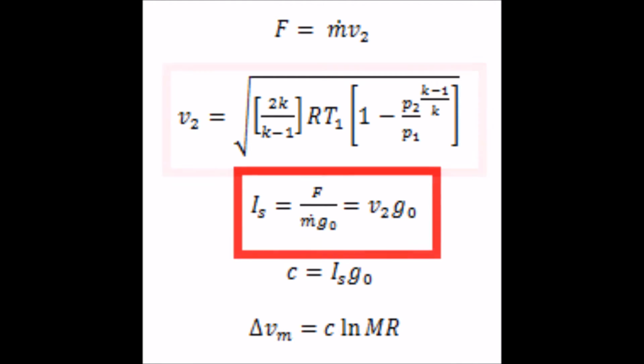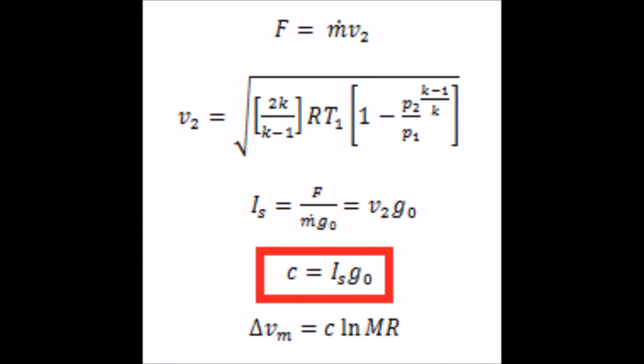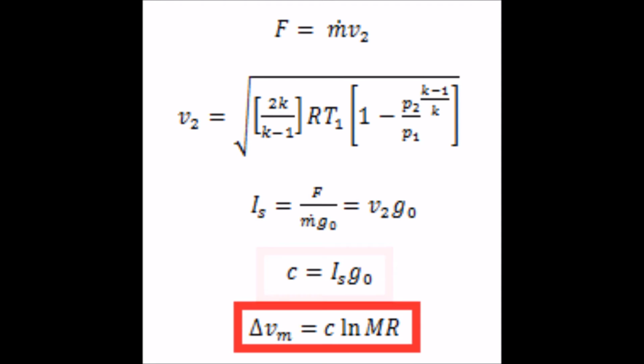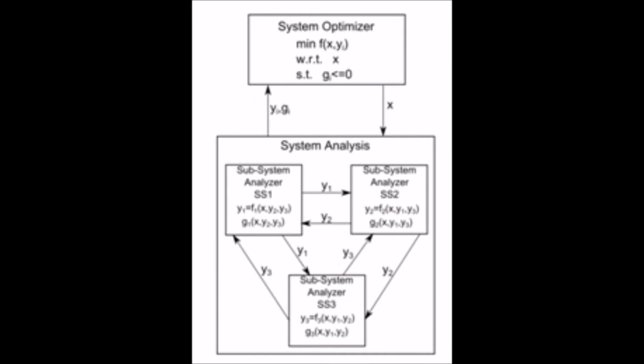The specific impulse is determined using the exhaust velocity and Earth's gravity. The effective exhaust velocity is found using specific impulse and Earth's gravity. And finally, the change in velocity for a given mission objective is dependent on the effective exhaust velocity and the mass ratio. Moving to the MDO framework utilized, the following is a multidisciplinary feasible, MDF, nested analysis and design, NAND.